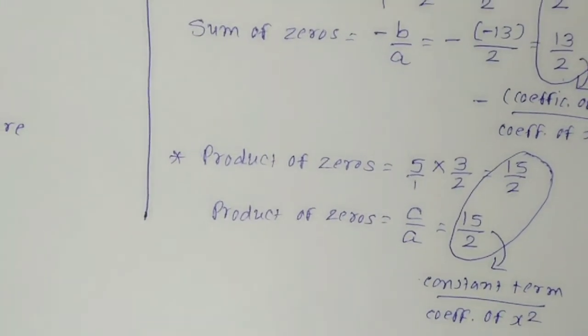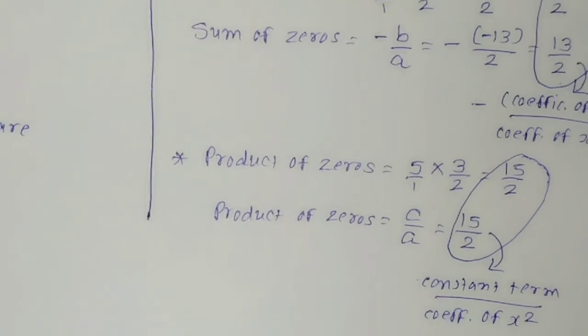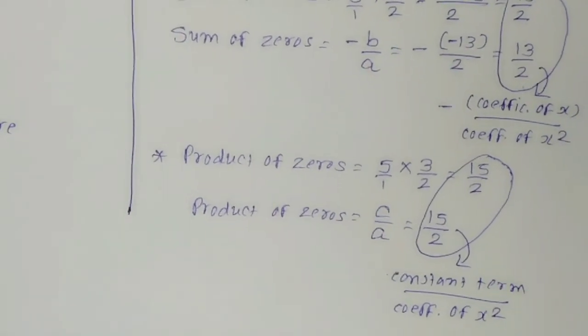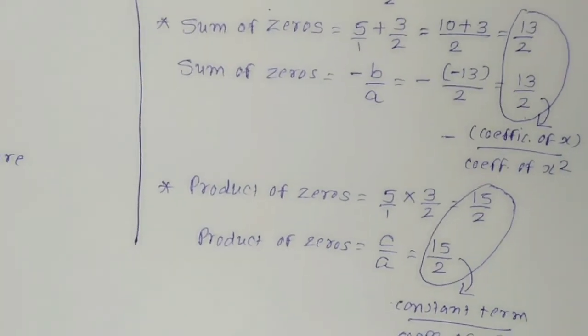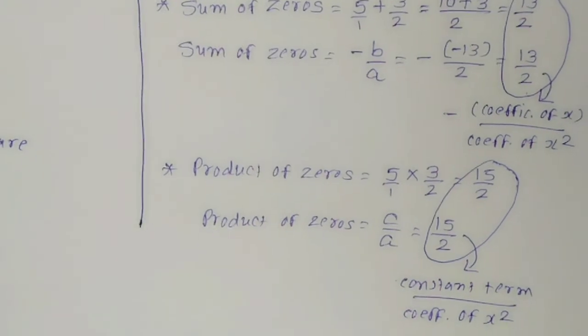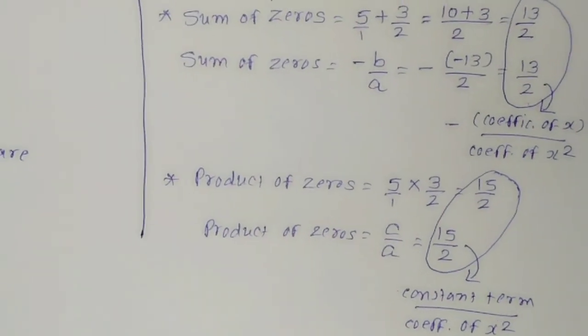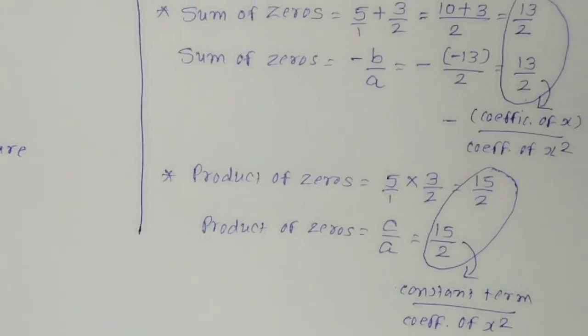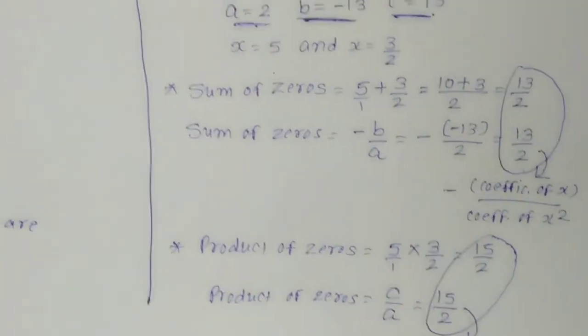So I hope you understand how to find the zeros and to verify the relationship between zeros and the coefficients. This is quite easy. I hope all the students understand it. Other students, if you have any queries, you can ask me. Whenever I get the time, I'll make videos for you and post them so you can understand. And I hope this video is very useful for you.